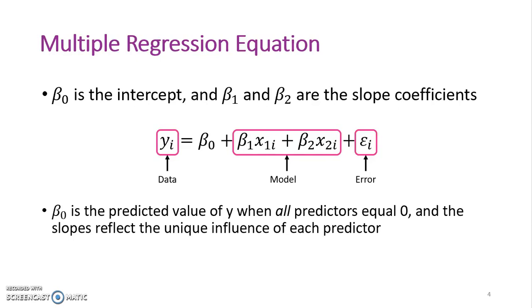The interpretation of the intercept beta 0 is now the predicted value of y when all of the predictors are equal to 0. And now the slopes reflect the unique influence of each predictor. So each slope coefficient is representing the predictor to which it corresponds.